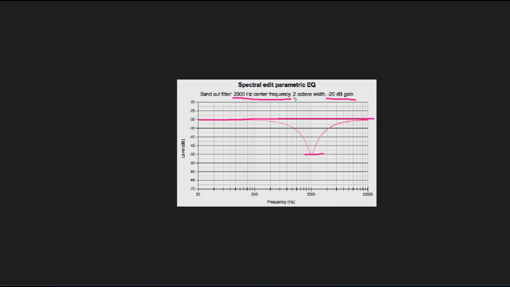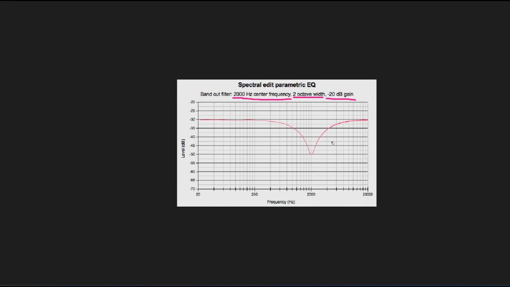But these three parameters, the center frequency, the width, and the gain, are the three parameters that make up a parametric EQ. So when you see a parametric EQ, it's always going to have three controls: center frequency, width or Q, and gain. And sometimes this just says boost, cut, or level, or something like that. So that is a fully parametric EQ.